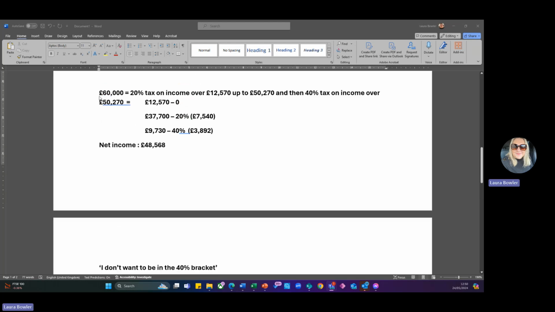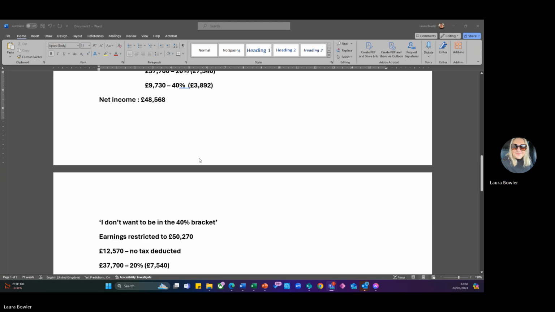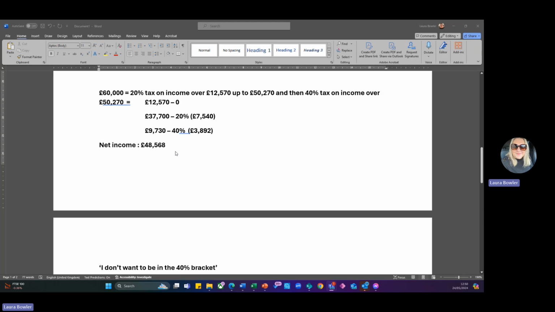Whereas if we're happy, as Sue is here, to drift into the 40% bracket and take her full pension of 60,000, her net income is 48,568. So it's £6,000-ish a year higher, even with the 40%, because the 40% only applies to the bit over the £50,000. So you will always end up with more net income than you would do if you restricted yourself to the 50,270. So that's just a really brief explanation as to how income tax and income tax thresholds work.